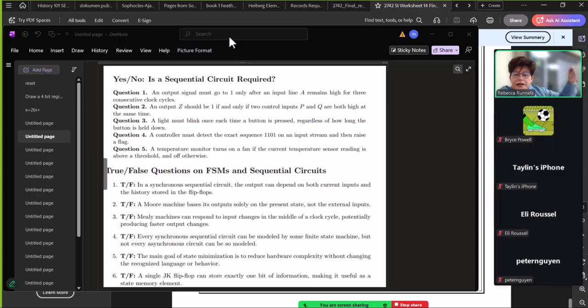In a synchronous sequential circuit, the output can depend on both the current inputs and the history stored in the flip-flops. True. A Moore machine bases its output solely on the present state and not the external inputs. That is true. Mealy machines can respond to input changes in the middle of a clock cycle, potentially producing faster output changes. That is actually true.